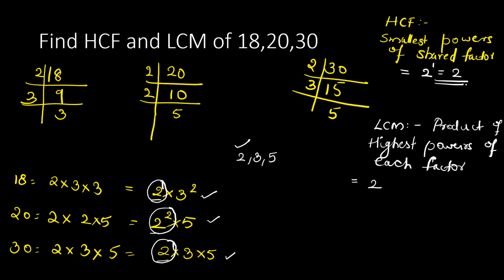Therefore, this is 2 square into. The next factor is 3. Here it is 3 square. Here there is no 3. Here there is 3 raised to 1. So the highest power is 3 square. The next factor is 5. Here there is no 5. Here the power of 5 is 1, and here again the power is 1. Therefore, this is 5 raised to 1. Now 2 square is 4, 3 square is 9 and 5, and that is equal to 180.